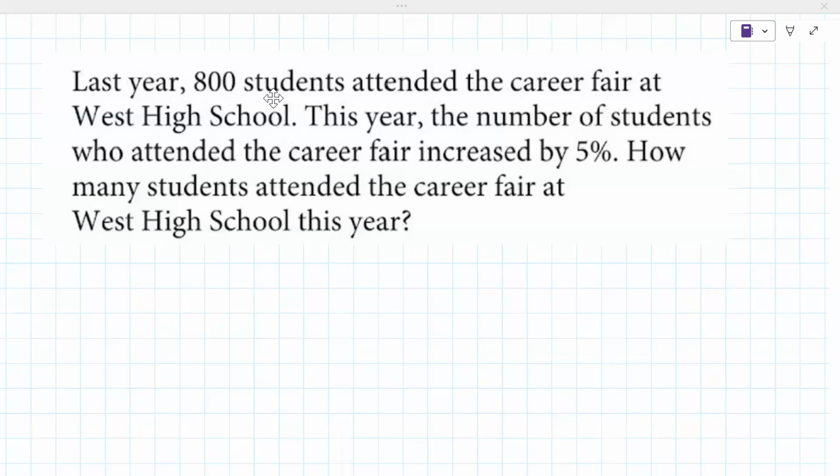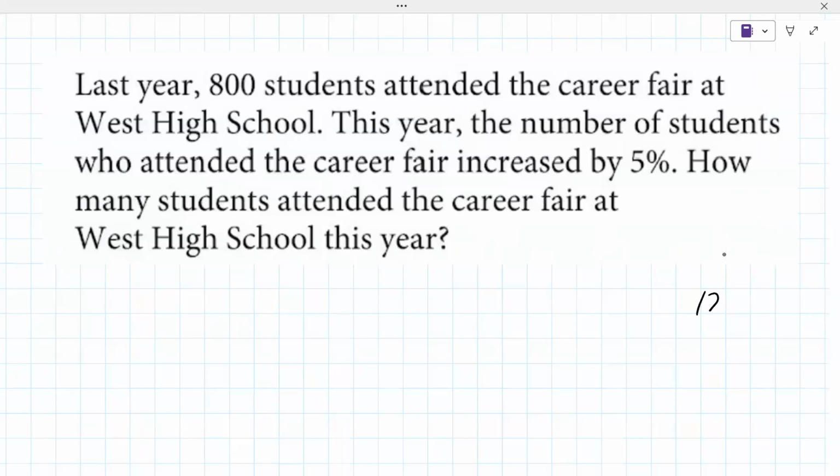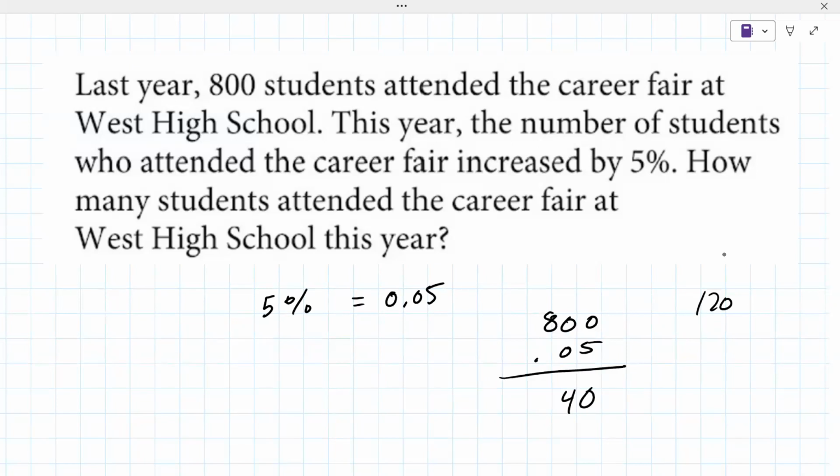How are you doing on this one? Wait, so would the new total be 120? How did you come up with that? I changed the 5% to a decimal. And what is the decimal? 0.05. Okay, good. And then times it by 800. Okay, what is 800 times 0.05? 40. Okay, that's good so far.